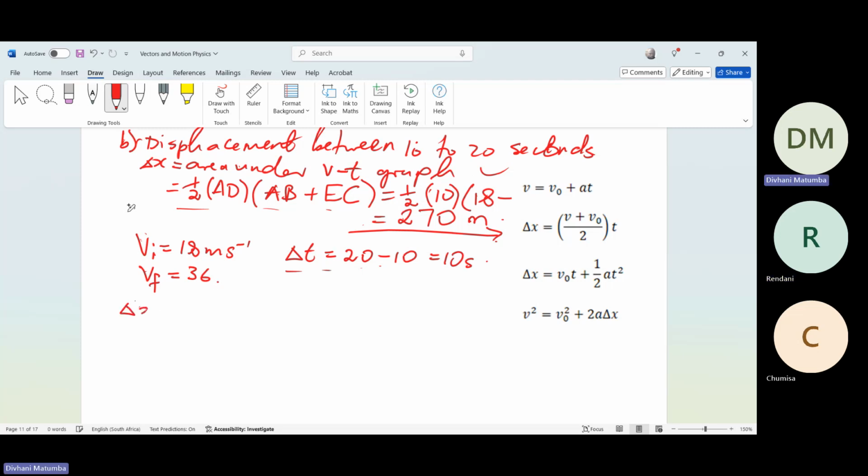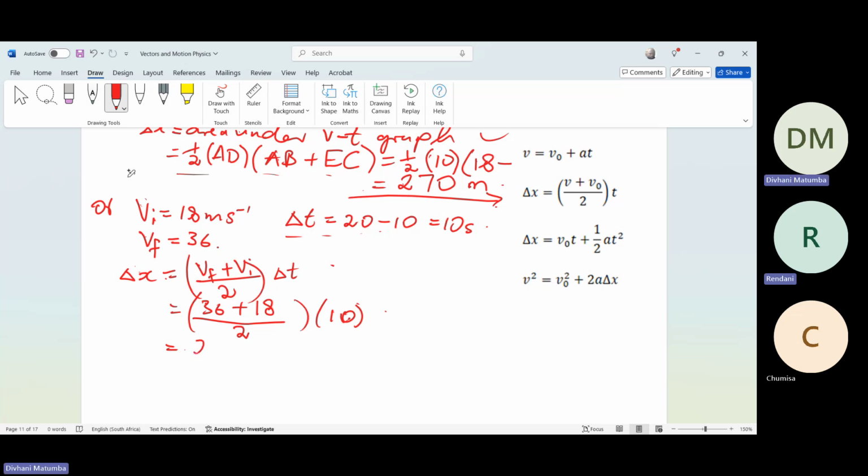Okay, perfect. Whenever you're in the exam, you just need to think about these four formulas, pick the right one and that's it. That's how easy this is. You are right. So you have V final plus V initial all over 2 times change in time. V final is 36 plus 18 divided by 2 times the change in time, which is 10. If you use your calculator, how much are you getting? 270. You see how easy this is? Kumisa, do you have any question?